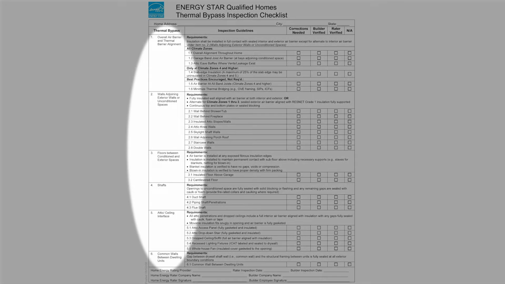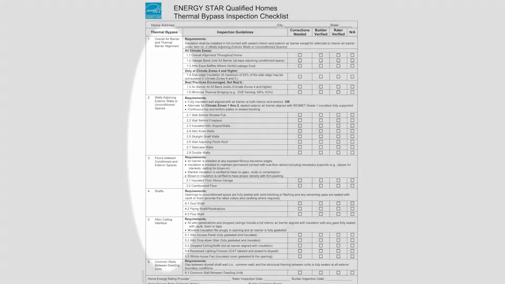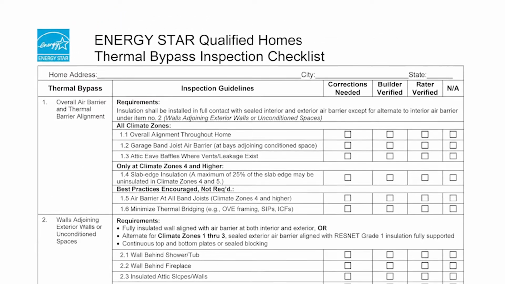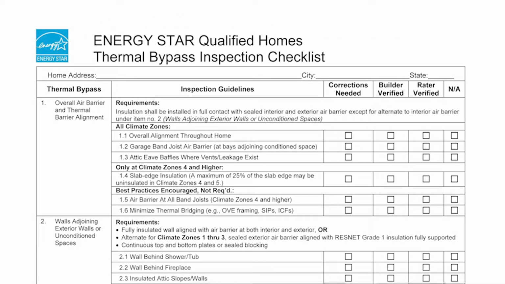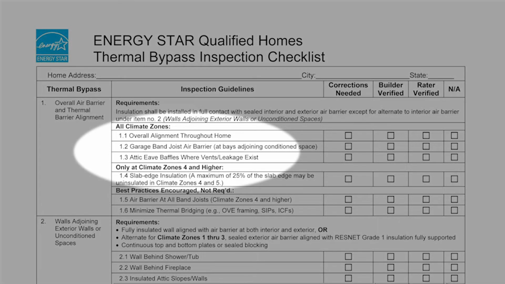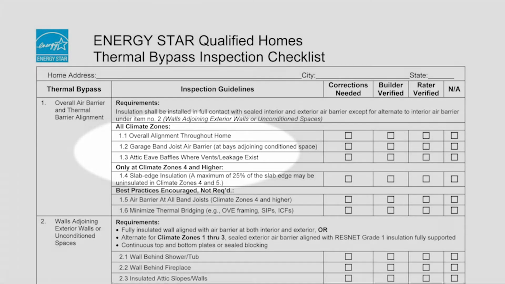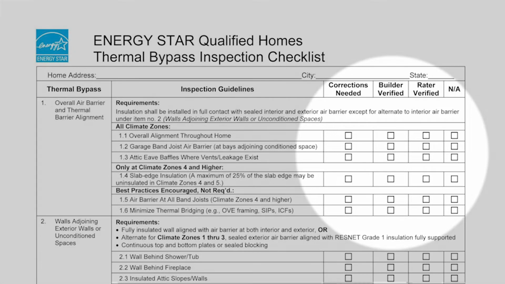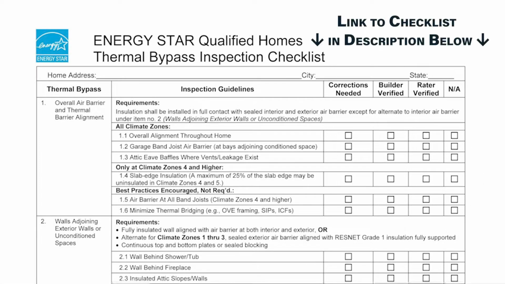You can see that there are 6 categories in the checklist, with the first one being overall air barrier and thermal barrier alignment. More on this topic in the video on insulation. Note that some elements are dependent on climate, like under number 1, and for every item there are checkboxes for corrections needed and checkboxes for builder or rater verified. It's a list that has stood the test of time in our industry.